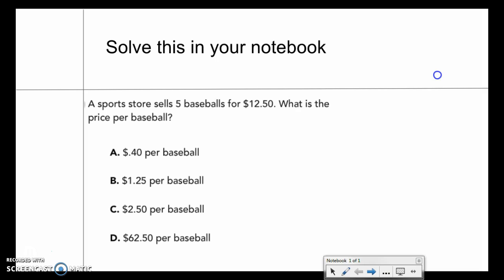Okay. Solve this in your notebook. I want you to copy this down and give yourself a good example. Write all of your work beside it in the notebook so you know how you solved it when you go back to it. A sports store sells 5 baseballs for $12.50. What is the price per baseball? Okay? So again, you're trying to find the price, so your price is going to be your dividend. Okay? So see if you can solve this by yourself, and then when you think you got it, push play, and then we'll work it out together.